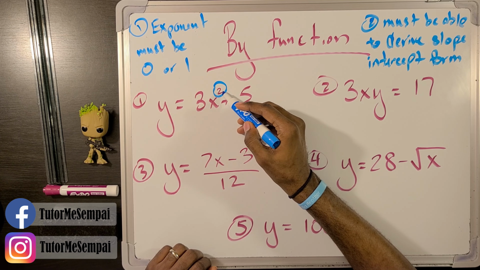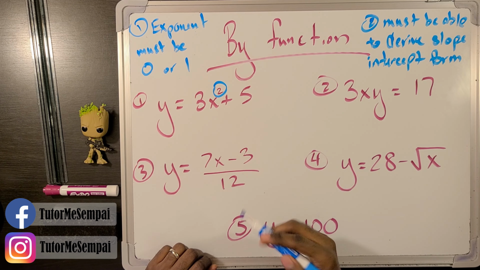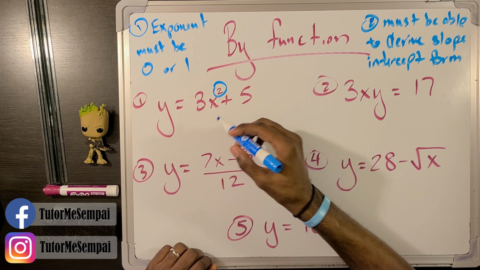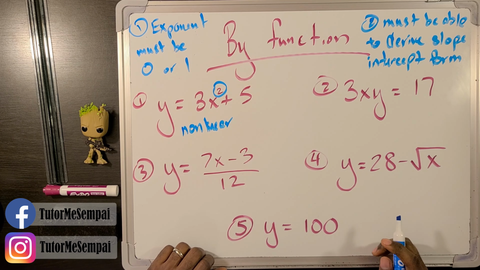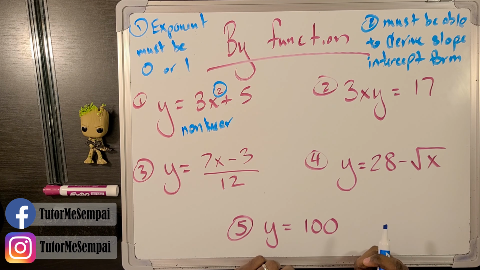That is a 2 exponent, right? We need to have a 0 or 1. So this is going to be non-linear. How about number 2? Is this going to be linear or non-linear?